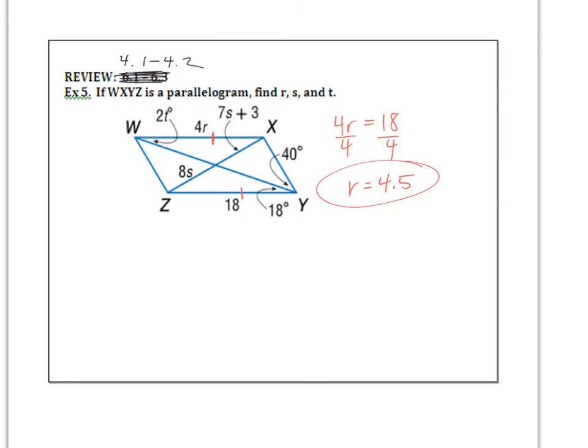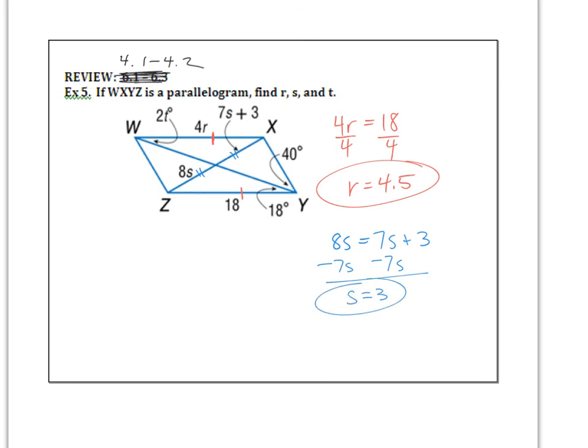Next, let's try to find S. So one of the things I notice is right here is 8S, right here is 7S plus 3. If this is a parallelogram, that diagonal gets bisected, which means the 8S should be equal to the 7S plus 3. Minus 7S, S equals 3.